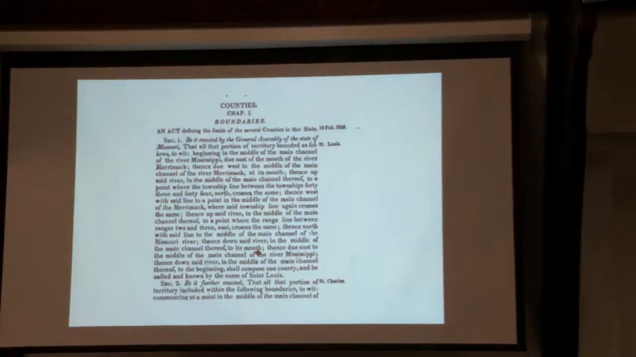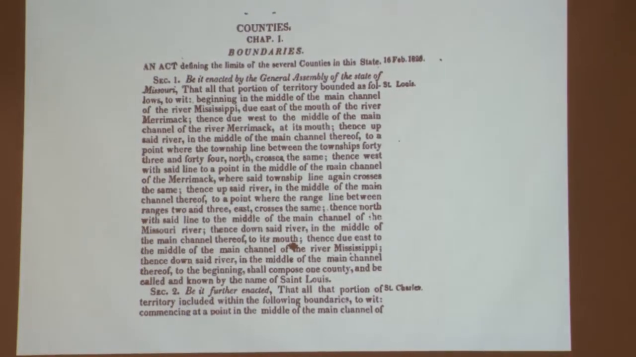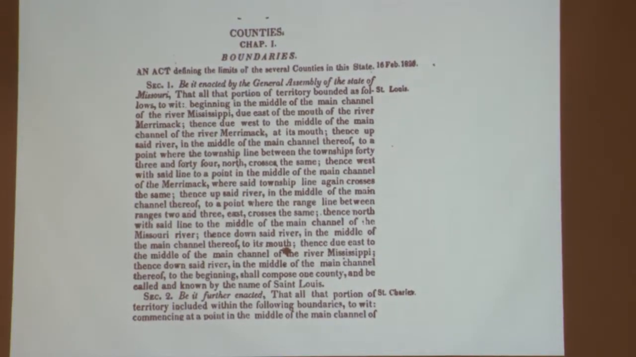Be it enacted by the General Assembly of the State of Missouri that all that portion of territory bounded as follows, and then there's a description of various points on the landscape, and then they say that all of that territory, you go back to the beginning point, that shall compose one county, and then they assign a name to that county, and it exists. So this, I think, is performative speech, as people have been saying. This is intentionality of a kind.